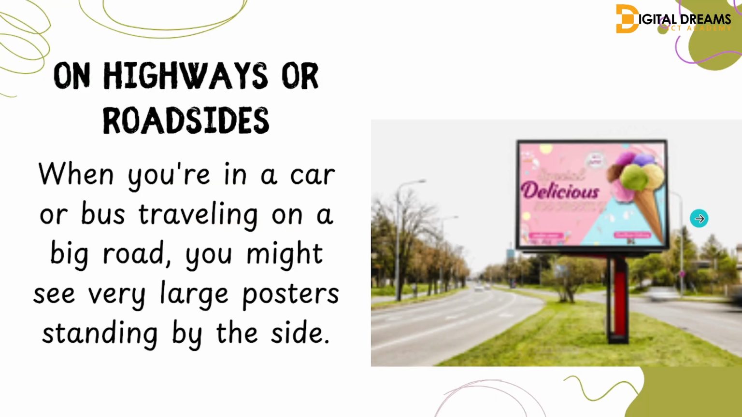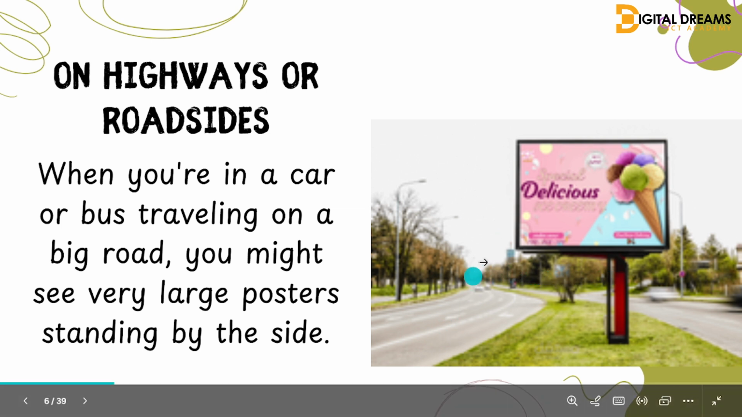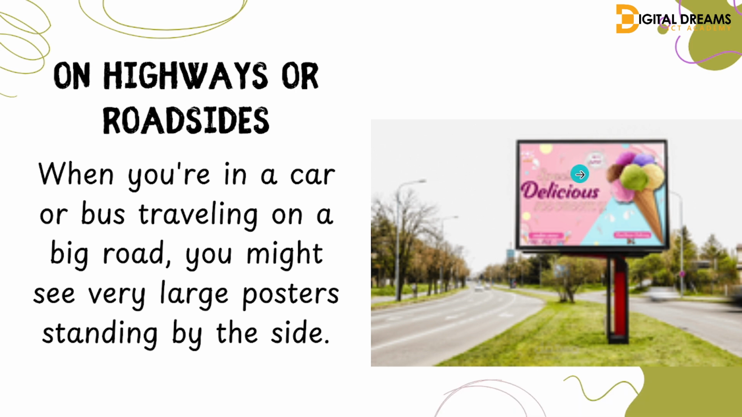So now, where do we see these billboards? Firstly, we see them on highways or roadsides. When you are in a car or a bus traveling on a big road, you might see very large posters standing by the side. I don't know if you have seen one. But look at this picture we have here. This is a billboard, right? Billboards can be different shapes. If you look at this picture, you can see that this billboard is on the road, by the side of the road. Anybody passing through this road will definitely see this billboard, and it is advertising ice cream. If you look at the colors used here, it's very catchy, right?